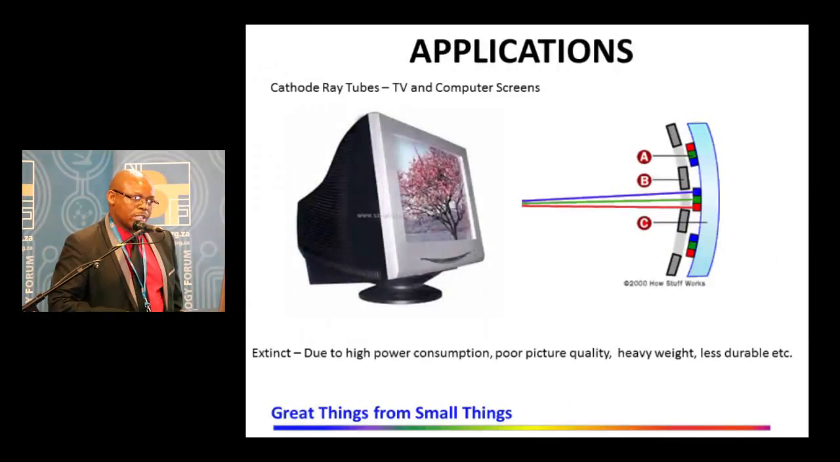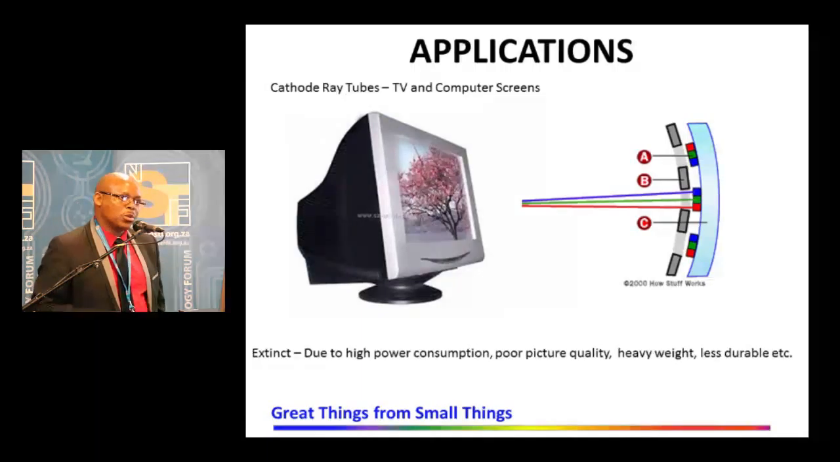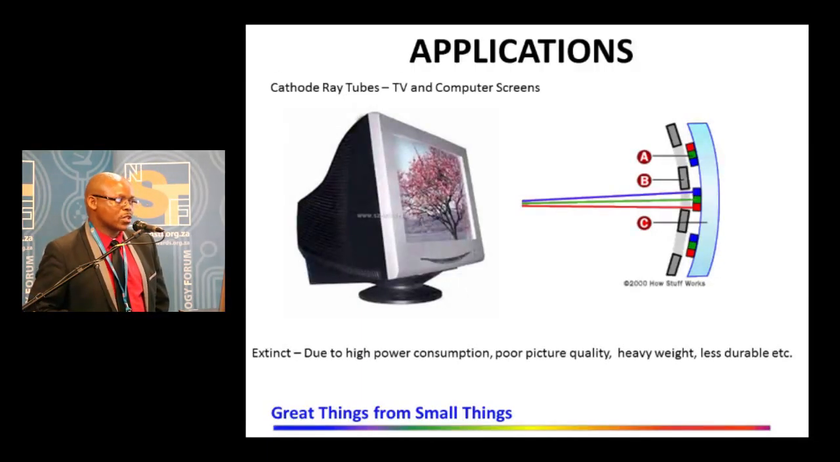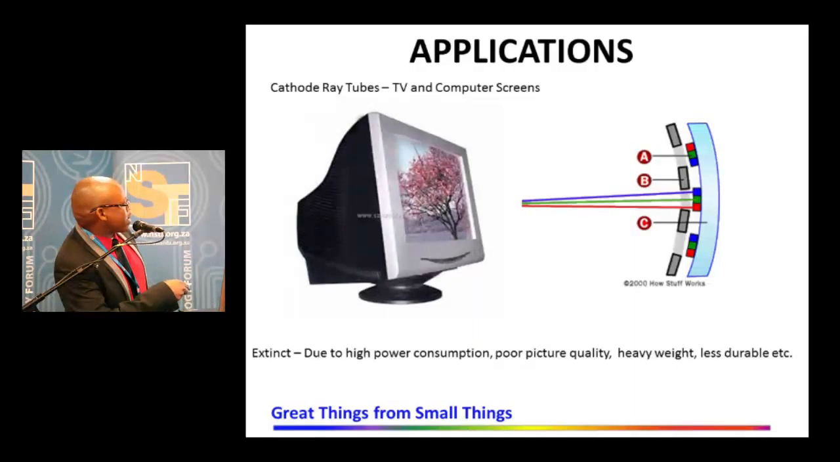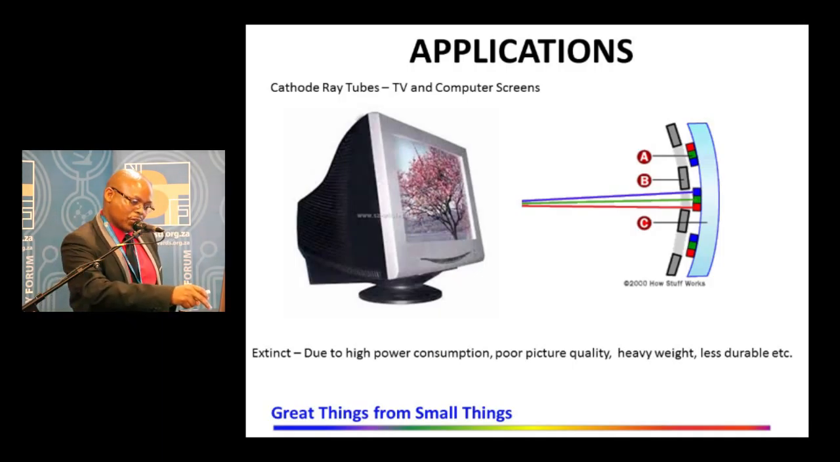Just taking you back to the evolution of television screens, starting with the cathode ray tube, which is, I would say, extinct at the moment because we are now looking at flat screens. The reason why this is extinct is because of high power consumption, poor picture quality, heavy weight, and it's also less durable. But inside the screen of this, we use phosphors. There are reasons why this type of television screen is extinct.